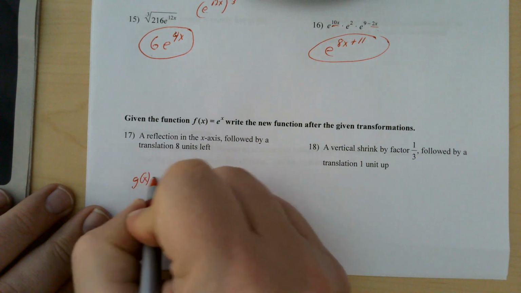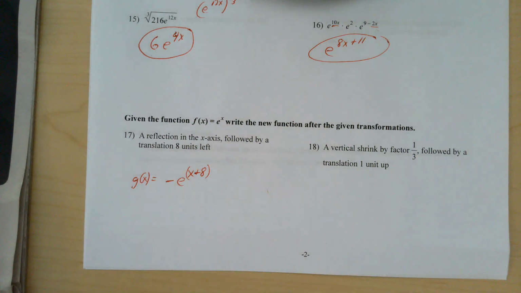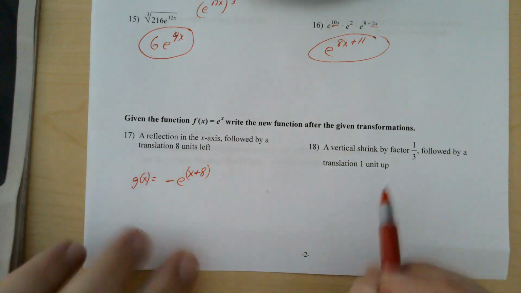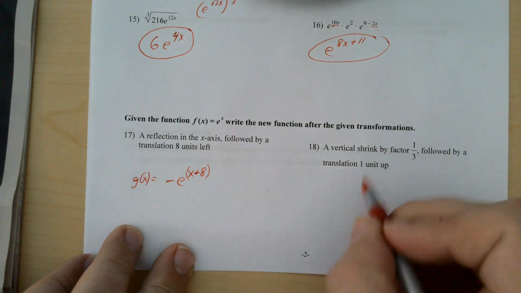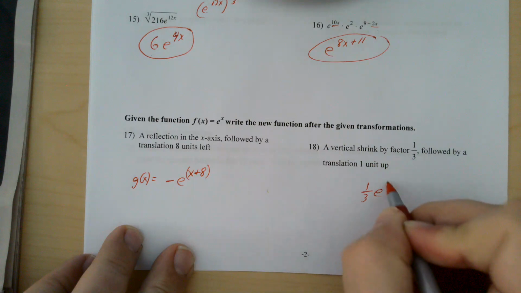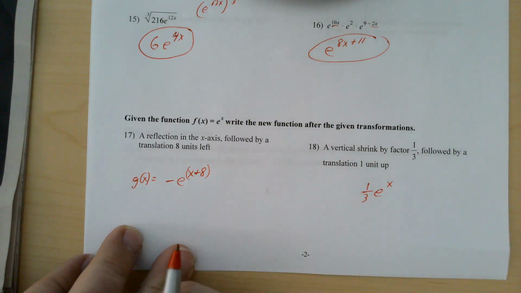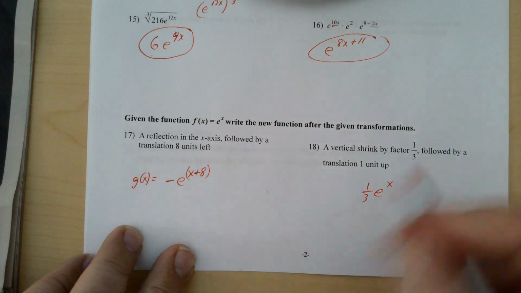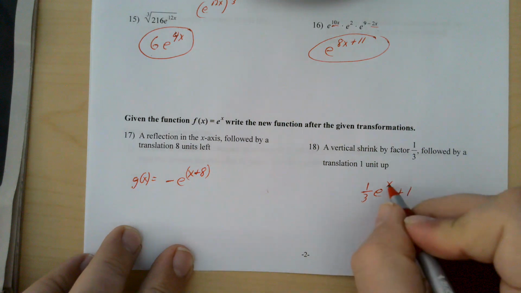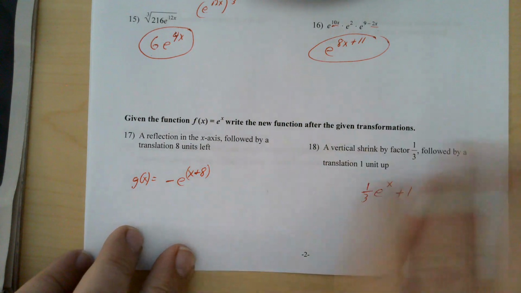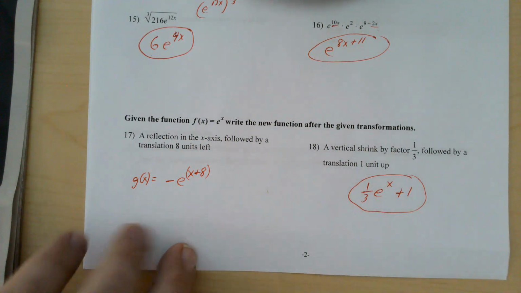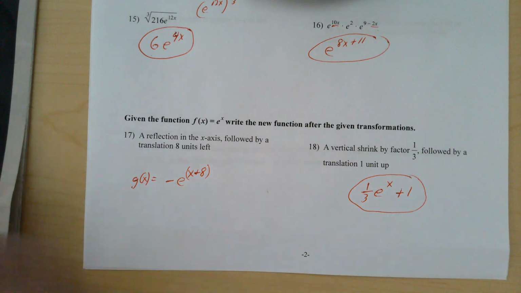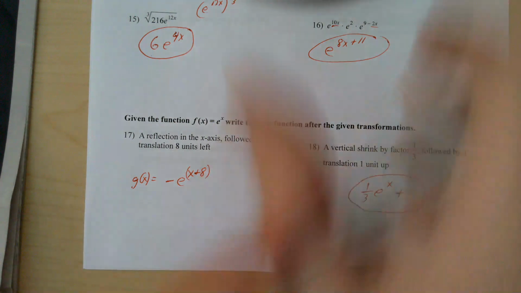Okay, I'll call that g of x. Then a vertical shrink: the number is less than 1, so it automatically makes it a shrink. So I just put that in front. And then my last move is to translate up. So I need to make sure it's not with the x, it's a +1 off to the side. I promise you that's the answer. Again, you can check on your calculator.